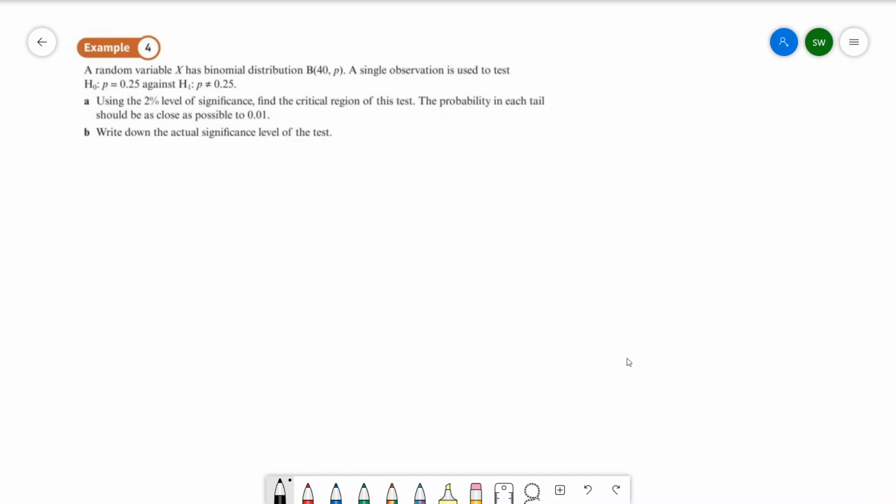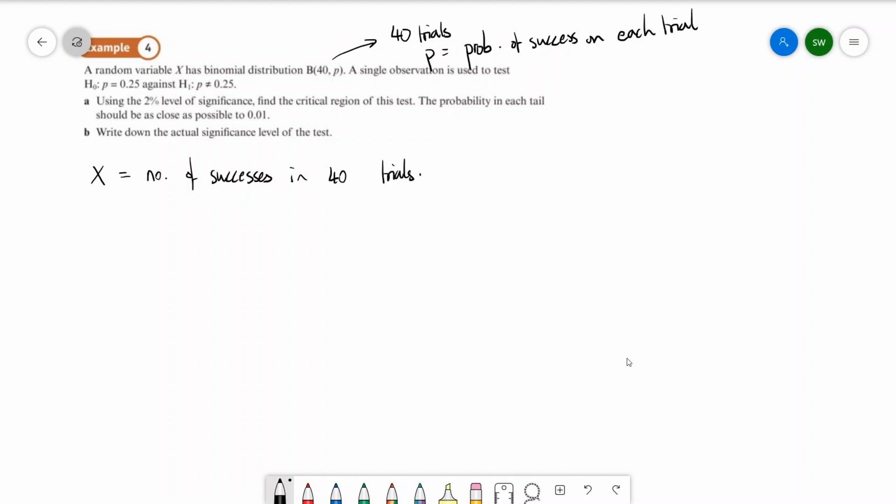Okay, so in example 4, we've got a random variable x, which is binomially distributed B(40, p). So remember, that means we've got 40 trials and p is the probability of success. You don't need to write this out, but I like to write out what our random variable x is. In this case, x is going to be the number of successes in 40 trials. And we know that x follows a binomial B(40, p).